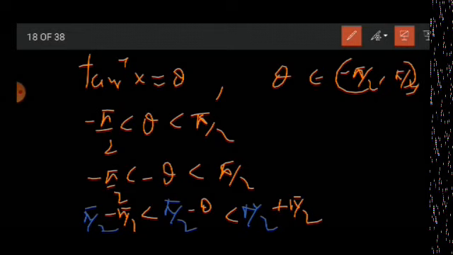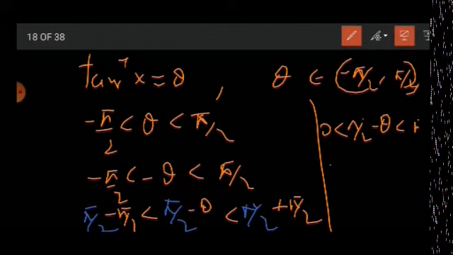Then what do we find over here? Pi by 2 minus theta lies between 0 and pi. This is less than pi and this is greater than 0. And hence we say pi by 2 minus theta belongs to the open interval 0 to pi.